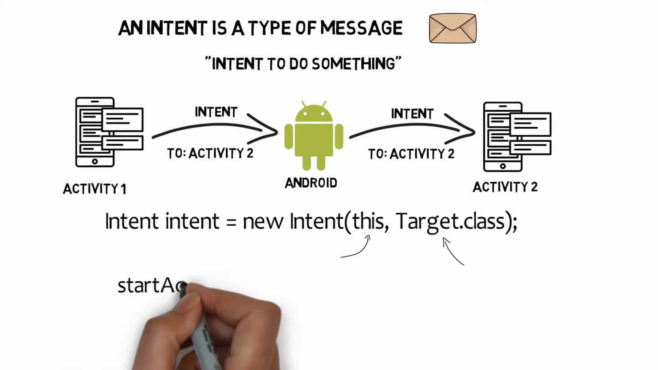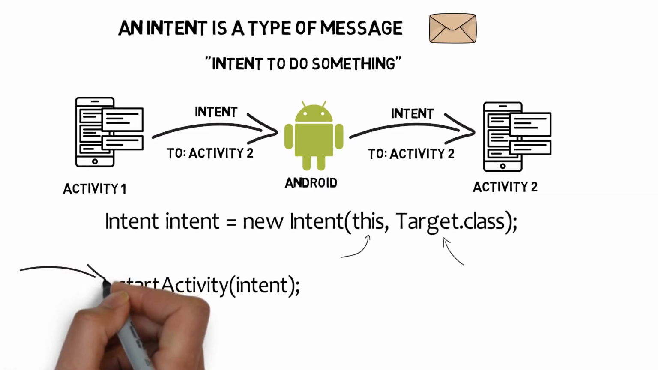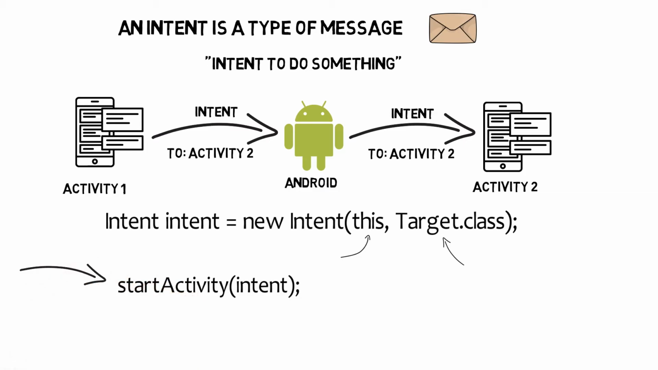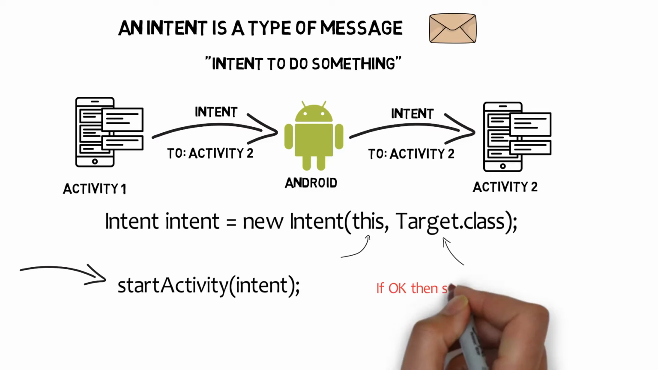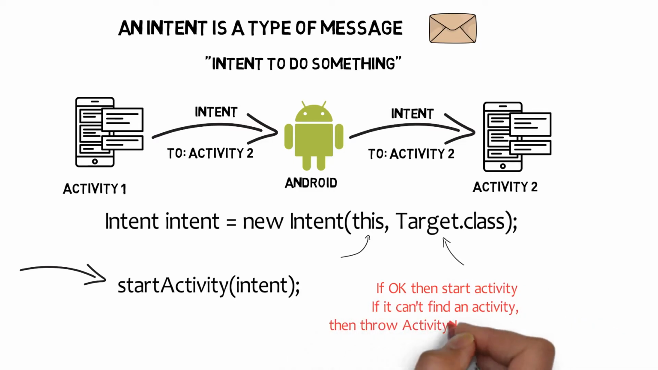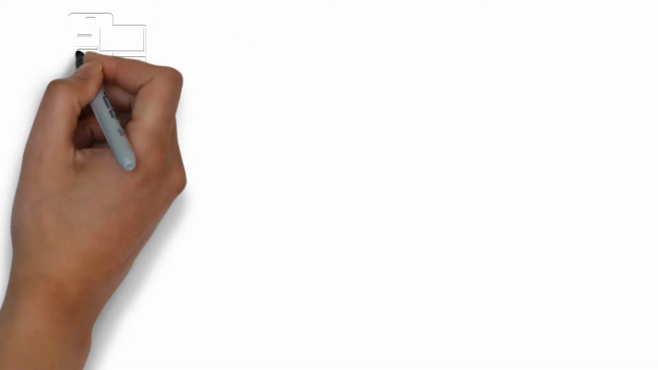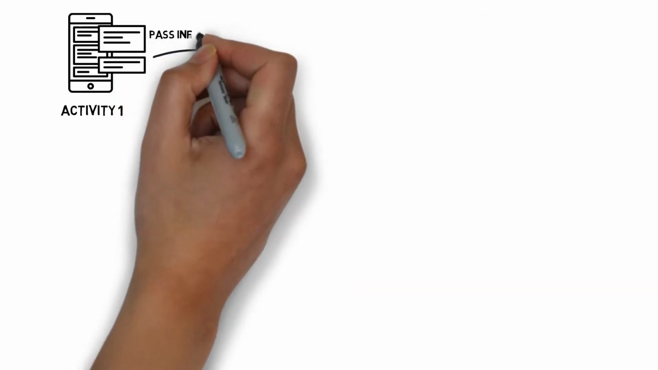Once you have created the intent, you pass it to Android like this: startActivity(intent), where you pass the intent in the brackets. This tells Android to start the activity specified by the intent. Once Android receives the intent, it checks everything's okay and tells the activity to start. If it can't find the activity, it throws an ActivityNotFoundException. Now let's see how to pass information from one activity to another.